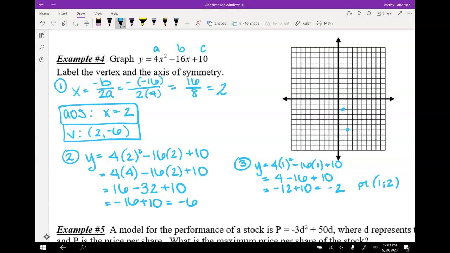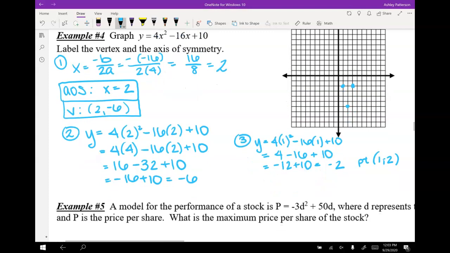And then, because this is a symmetrical graph, I'm going to reflect that point across the axis of symmetry. Yes, you're allowed to do that. But I would like you to have a minimum of 5 points, please. Yes, write that down too. A minimum of 5 points, please.